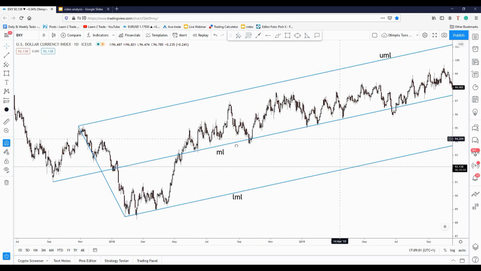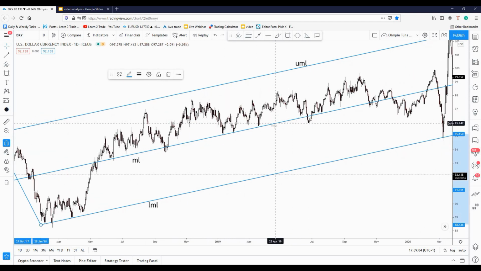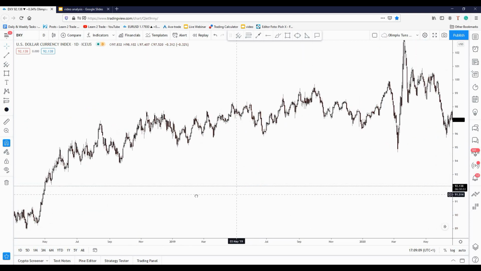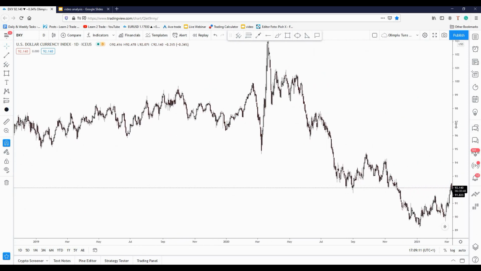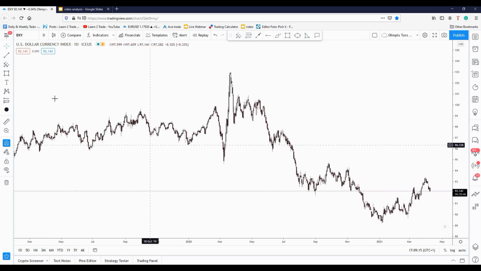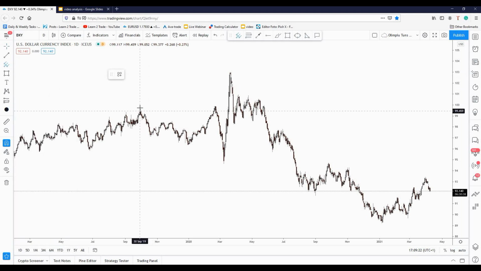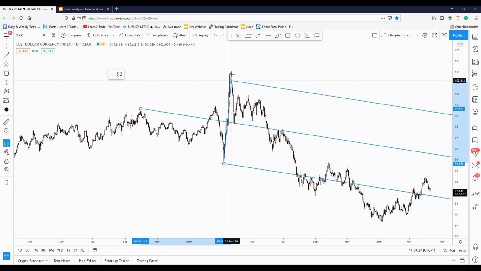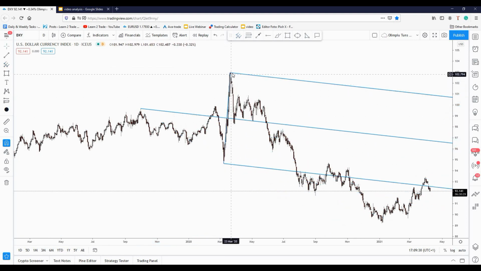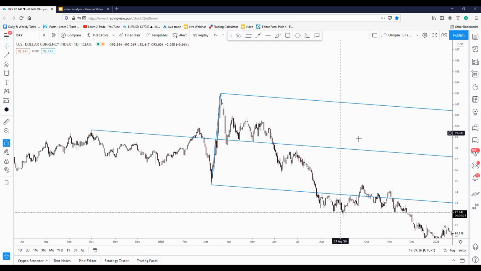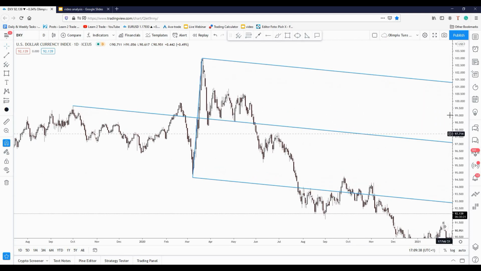Okay, let's take another example and let's talk about a descending pitchfork. The second example, let's select the pitchfork tool. We'll select 1, 2, and 3 pivot points, and now we have here a descending pitchfork.